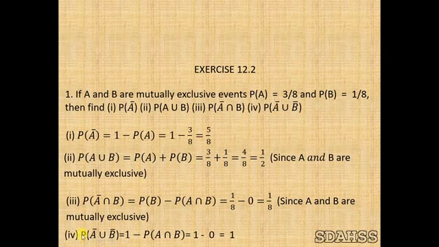Subdivision 4. P of A bar union B bar, which is equal to 1 minus P of A intersection B. Substitute the values. So you have 1 minus P of A intersection B, which is 0. So 1 minus 0 is 1.